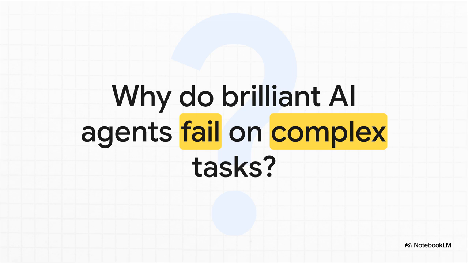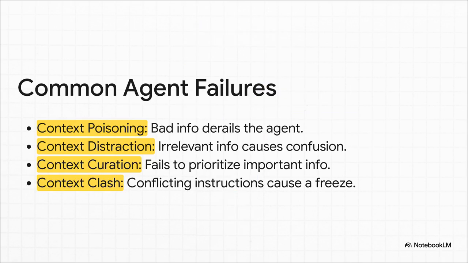So what is really going on under the hood? And here's the thing. The problem isn't that the AI isn't smart enough. Not at all. It's that its working memory, what we call its context, just gets totally cluttered and overwhelmed. This leads to these really classic failures, like context poisoning, where it gets fed bad info, or distraction from totally irrelevant details, and even context clash, where it gets conflicting instructions and just freezes up.